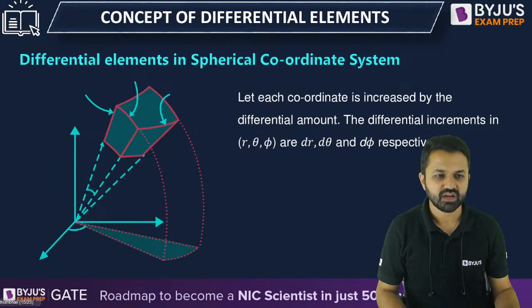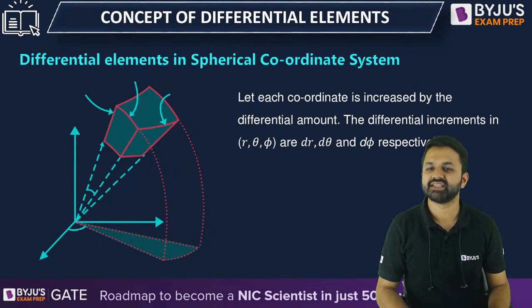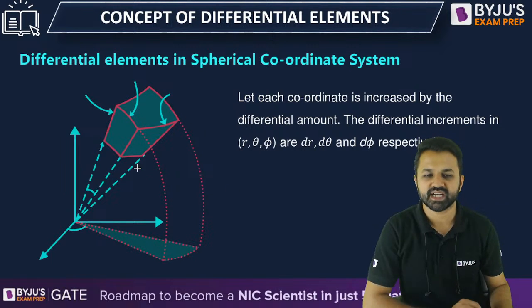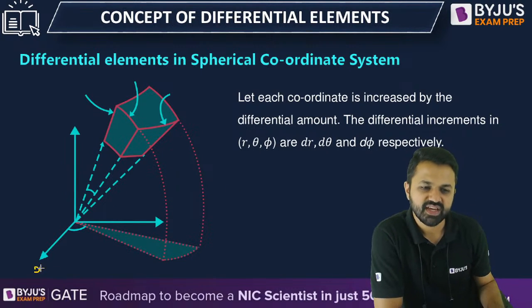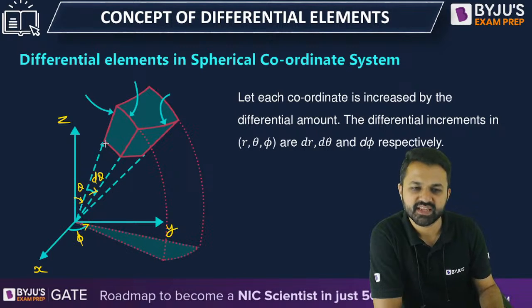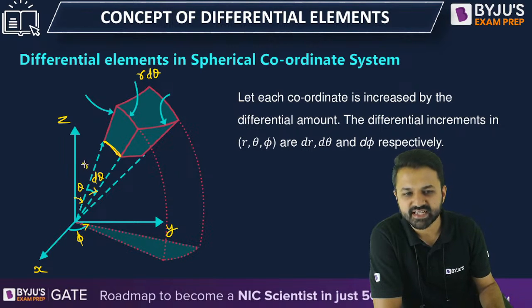Now, coming to the last topic, which is spherical. In the spherical system, we are considering this object. In this object, we have the x, y, and z coordinates. This is the angle phi, and this is the angle d theta, because this is angle theta. So in the theta direction, we have d theta.